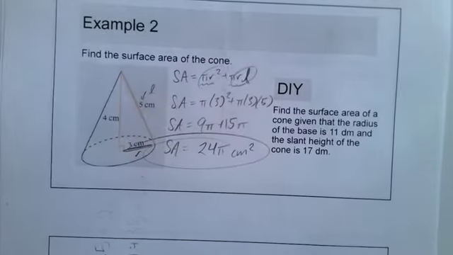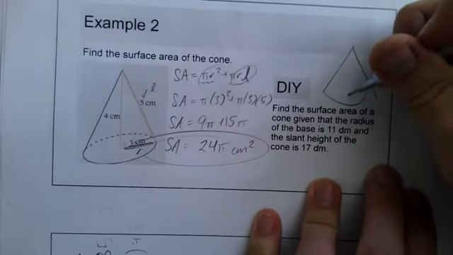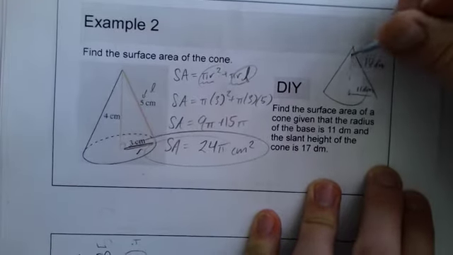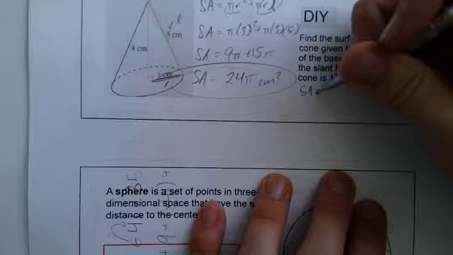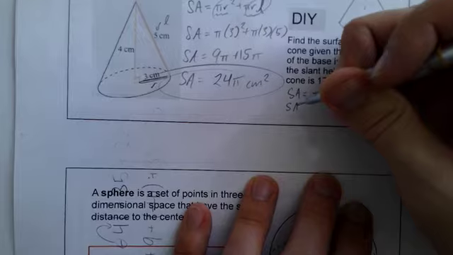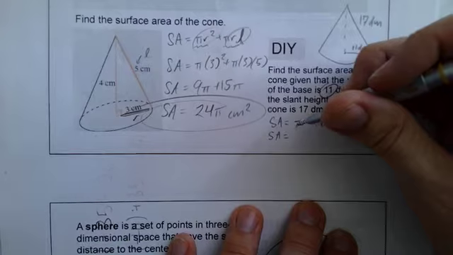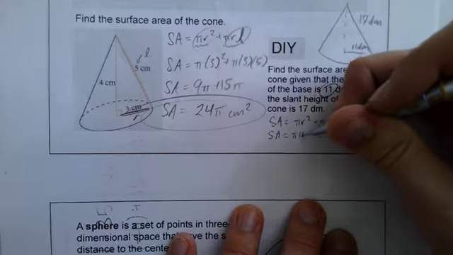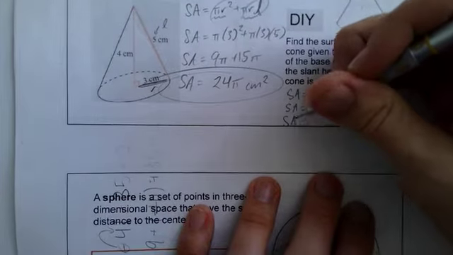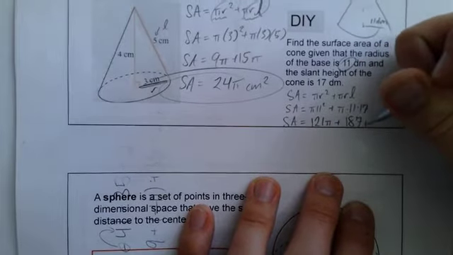All right, next we're going to find the surface area of another cone right here. Given that the radius of the base is 11 decimeters and the slant height is 17 decimeters. This one is not too bad because the surface area of a cone is always pi r squared plus pi RL. Then we replace r and L with the numbers that they gave us. R in this case was 11, so pi times 11 squared. And then we're adding pi times 11 times 17. So our surface area is 121 pi plus 187 pi.